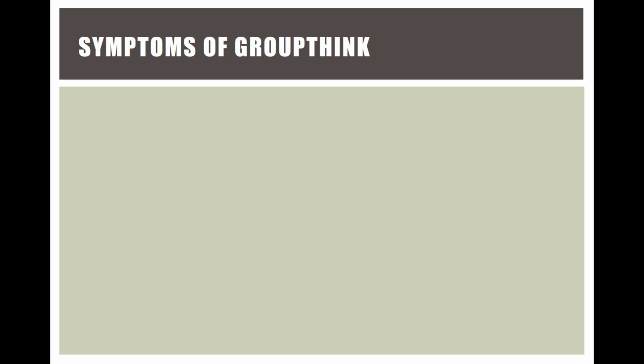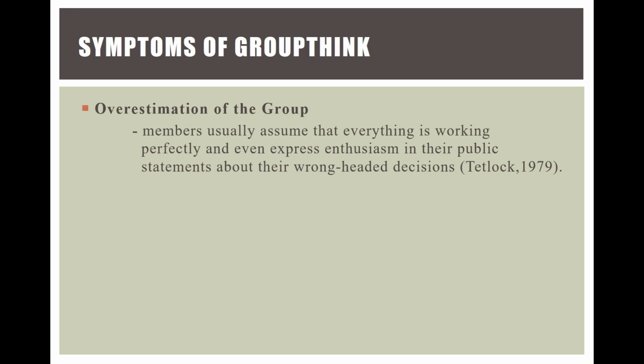Just like how illnesses have symptoms for doctors to be aware of, there are also symptoms of groupthink. Irving Janis organized these symptoms into three categories: overestimation of the group, closed-mindedness, and pressures toward uniformity. Let us first get familiar with overestimation of the group. In this symptom of groupthink, members of the group usually assume that everything is working perfectly and even express enthusiasm in their public statements about their wrong-headed decisions.